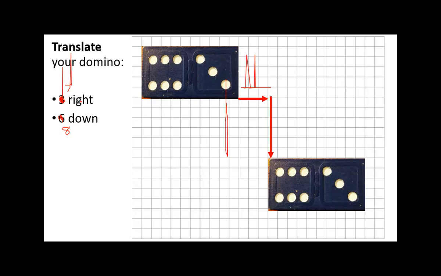Translated is just moving it. You can move it to the left and right horizontally. You can move it up and down vertically. You can do both in one. So what this is, we've done 2 translations in one. This is a multiple step transformation.